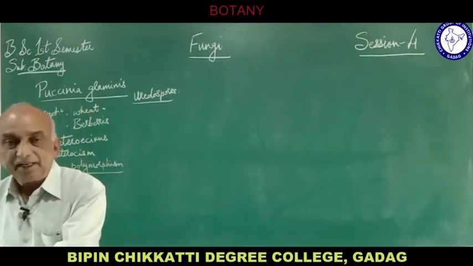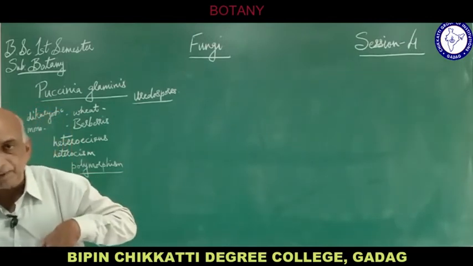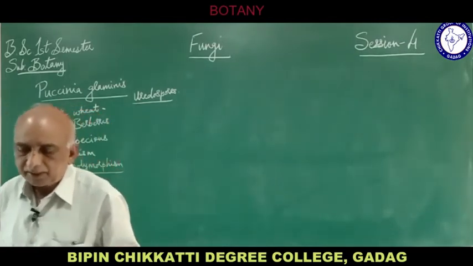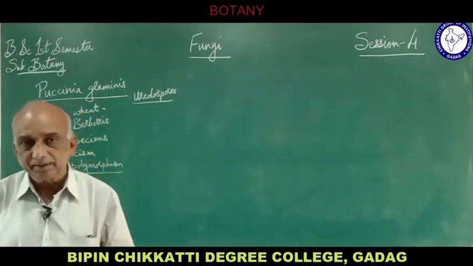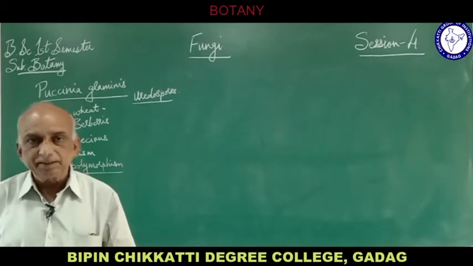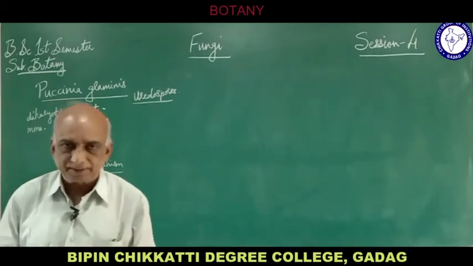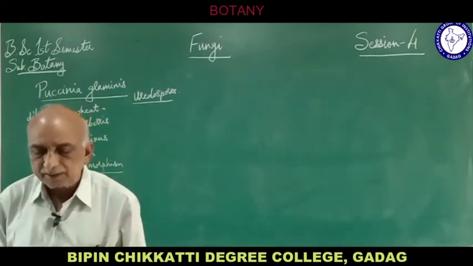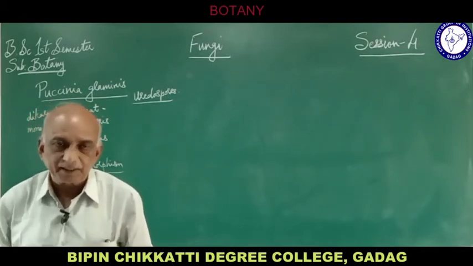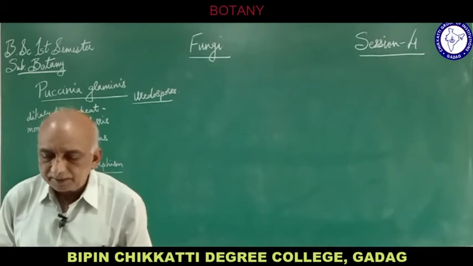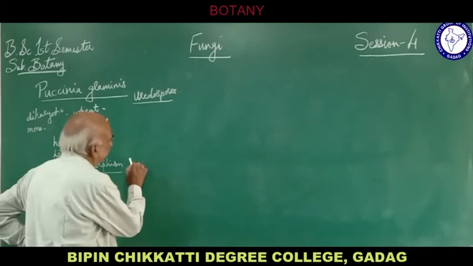The mycelium of Puccinia is dikaryotic in the wheat plant. When it is dikaryotic, the hyphae are in between the cells, intercellular, that is between the two epidermal layers, within the host epidermis. The hyphae are within the epidermis, in between the cells, intercellular. Now suppose this is the epidermis.